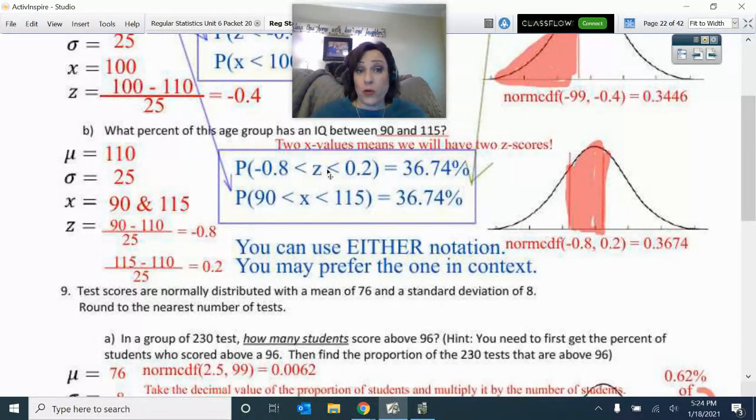Now, let's take a look at this notation. Again, I showed you both of these just so you could investigate which one you liked. So we wanted the probability that the z-score was in between the lower z-score, -0.8, and the upper z-score, 0.2. Or you could have said, if you wanted to use context values, the probability that x is in between 90 and 115. Whichever way you're going with it, fine, stick with it.